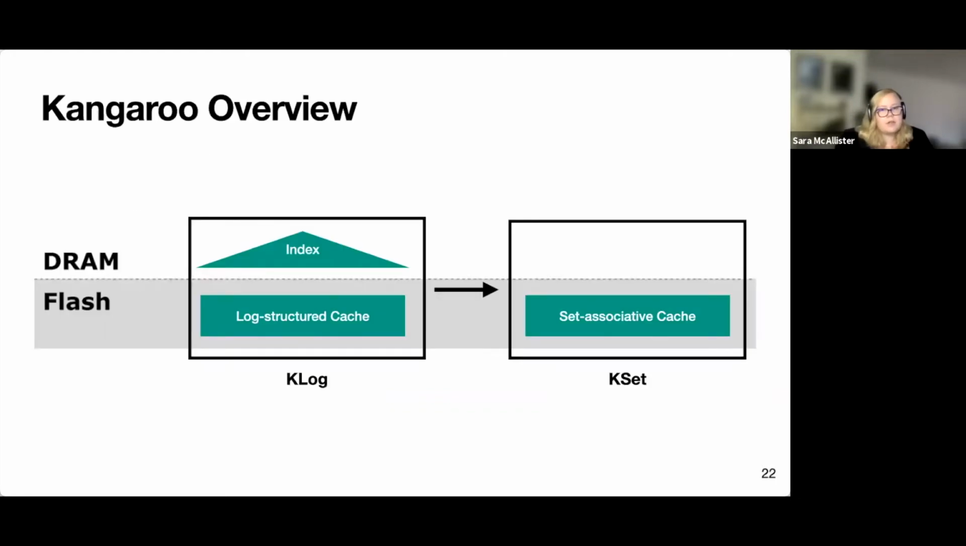Overall, Kangaroo has 2 main parts. It first has KLog, which is a log structured cache. So it has an index and then a circular log on flash. And this is going to be a small amount of flash, say 5 to 10%. And then once an object gets evicted from KLog, it's going to get moved to KSet. KSet's a set-associative cache that's going to take up the remainder of the flash capacity. And as we'll see, it allows us to have a low memory overhead since this takes up most of flash.